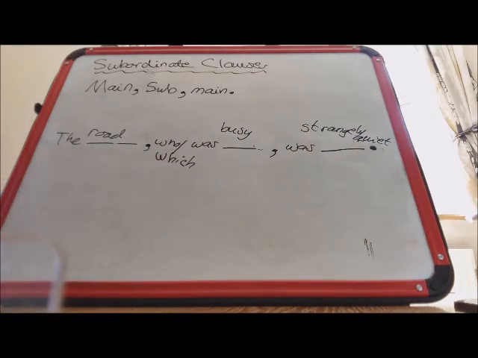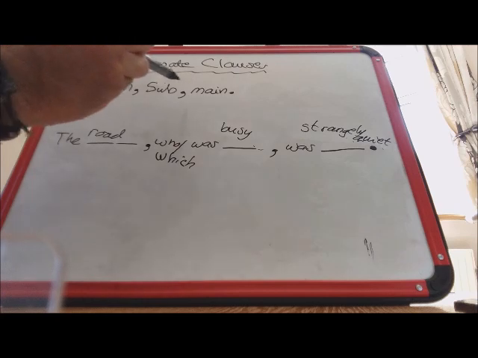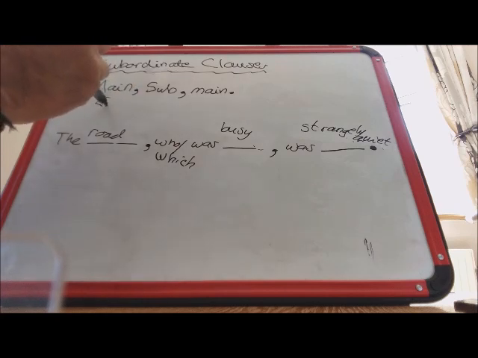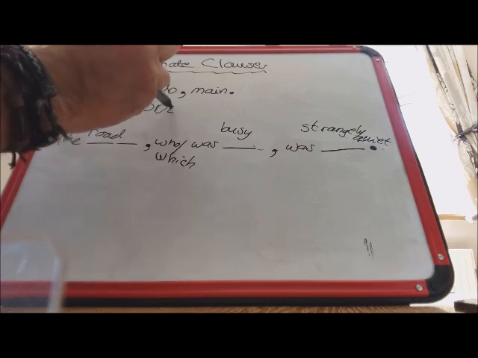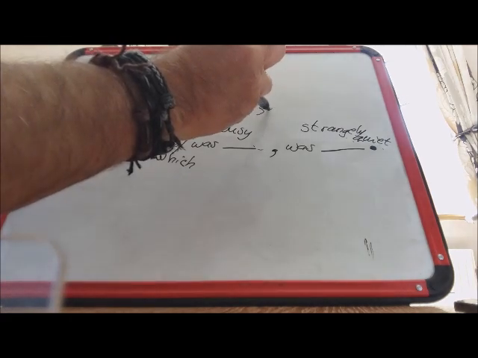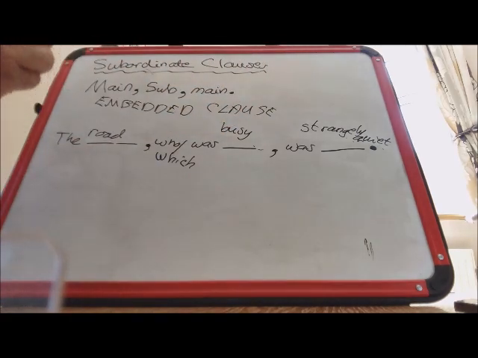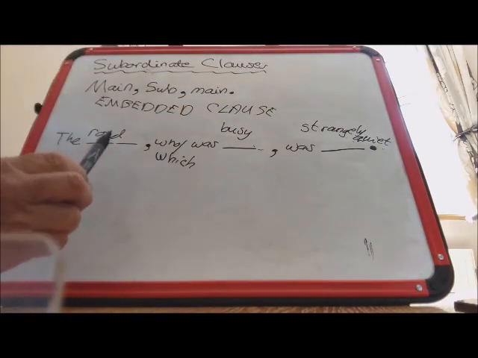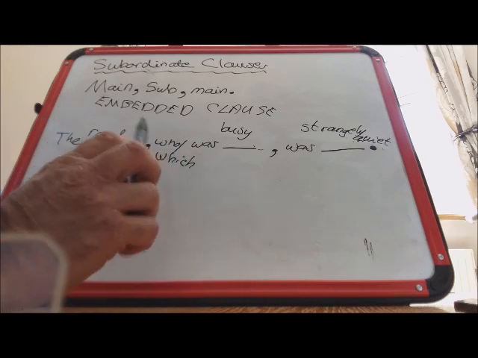Okay, so these kind of sentences, which don't forget are called embedded clause sentences. These are excellent ways of including 2 facts in a sentence and doing it in a very, very clever way.